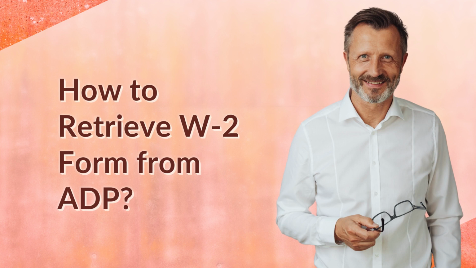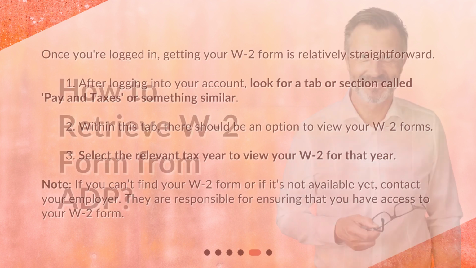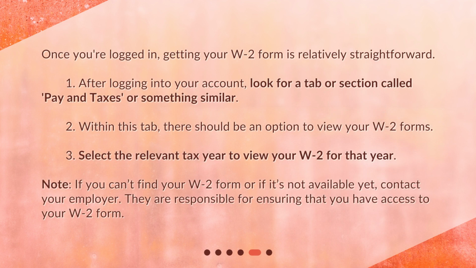How to retrieve W-2 form from ADP? Once you're logged in, getting your W-2 form is relatively straightforward. 1. After logging into your account, look for a tab or section called Pay and Taxes or something similar. 2. Within this tab, there should be an option to view your W-2 forms. 3. Select the relevant tax year to view your W-2 for that year. Note, if you can't find your W-2 form or if it's not available yet, contact your employer. They are responsible for ensuring that you have access to your W-2 form.